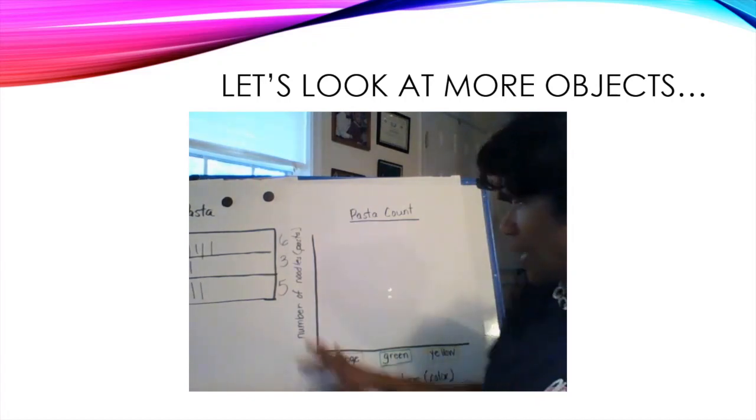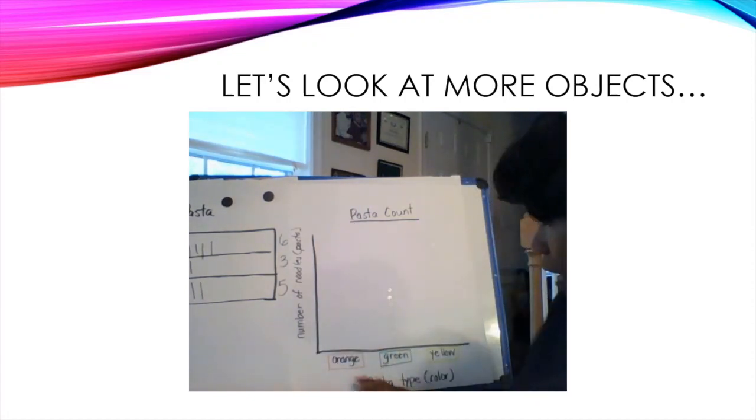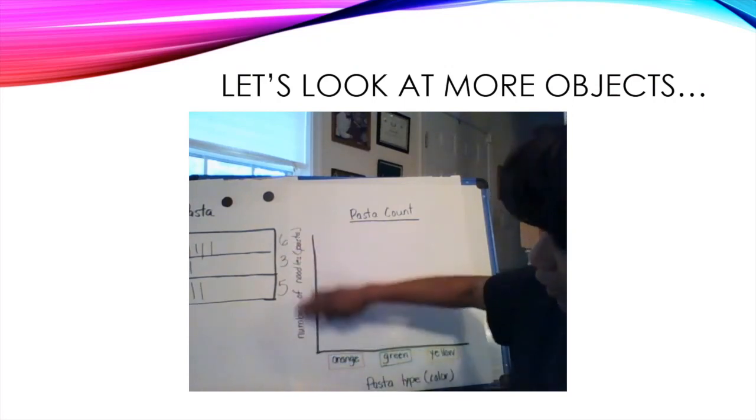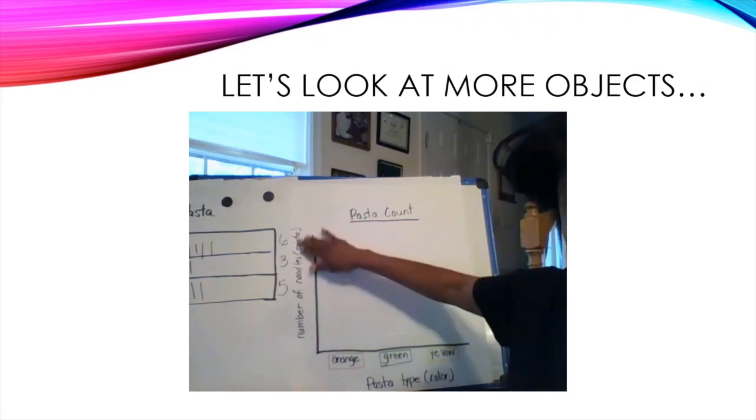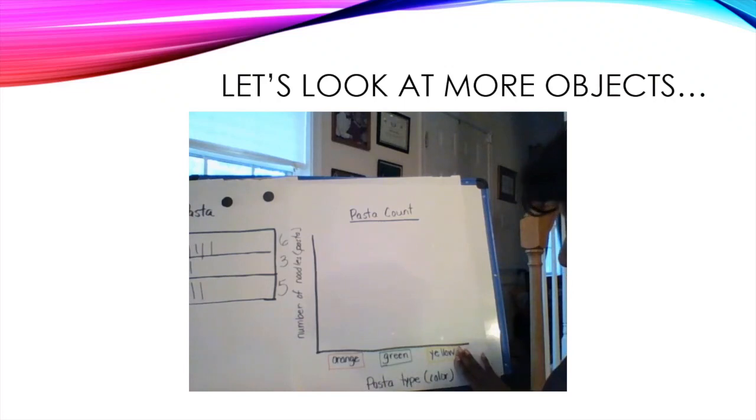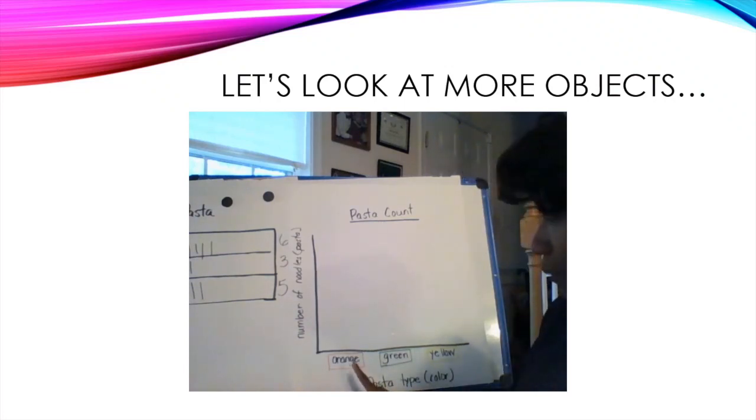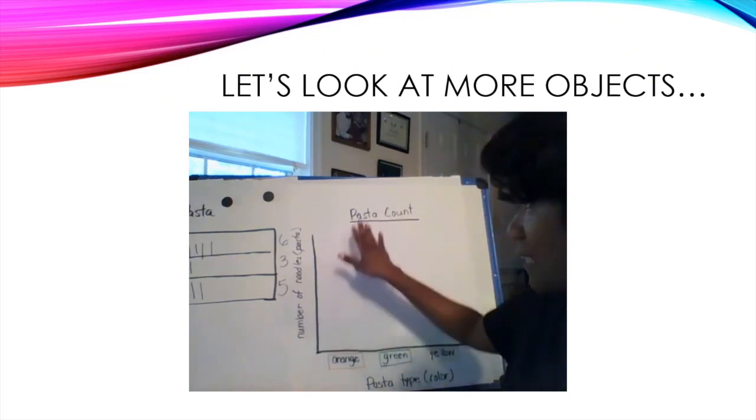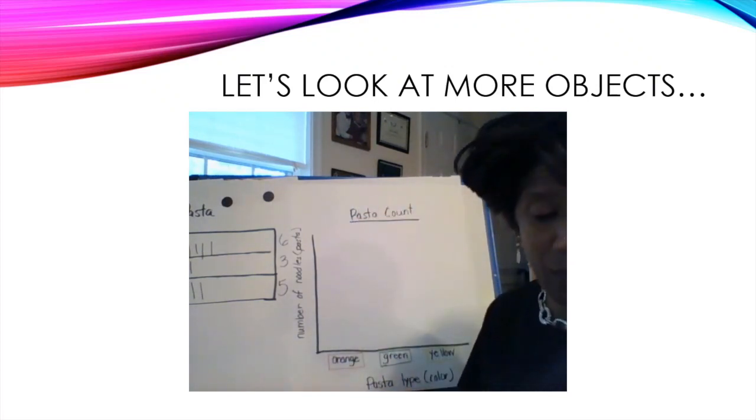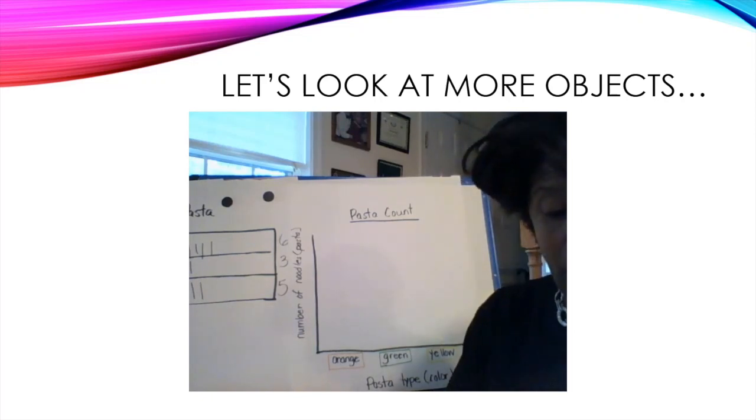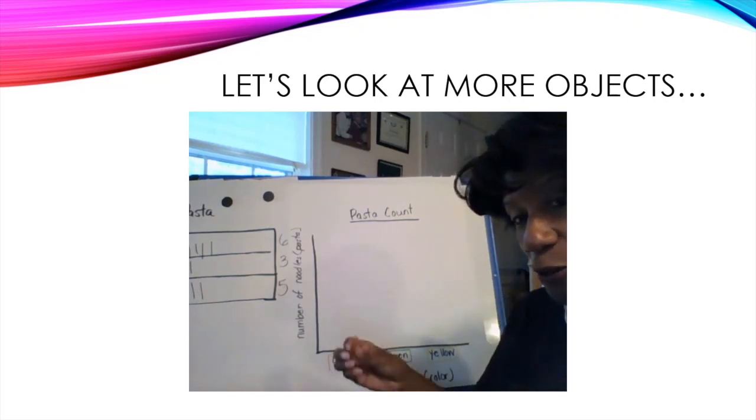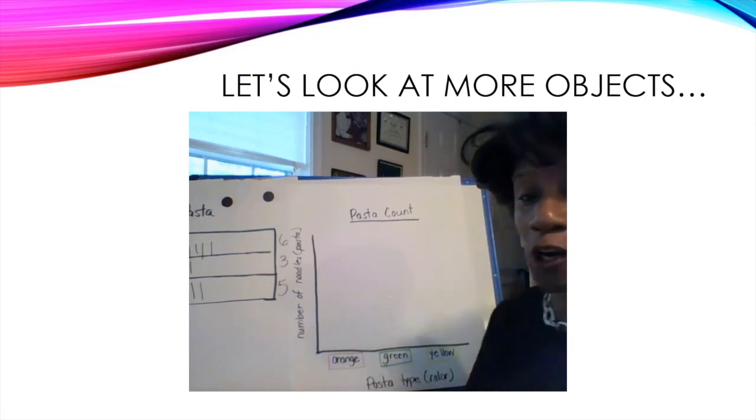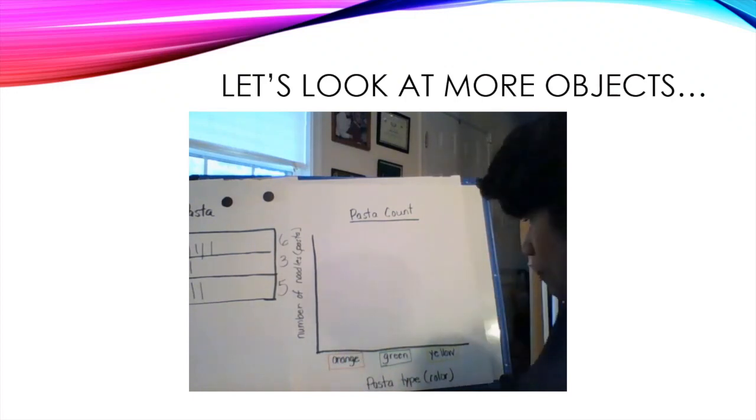So now we have our graph up here, and I have labeled it. We have our side label for the number of pasta noodles. I have the bottom label with the type of pastas, and we have an orange pasta, a green pasta, and a yellow. And then I gave our graph a title, and I said pasta count. That's what I called it. So now we're going to put our pasta on our graph so that we can see what our object graph looks like with our pasta.